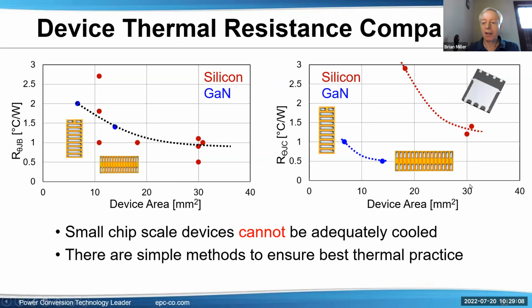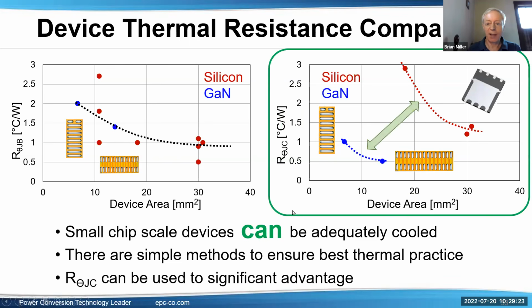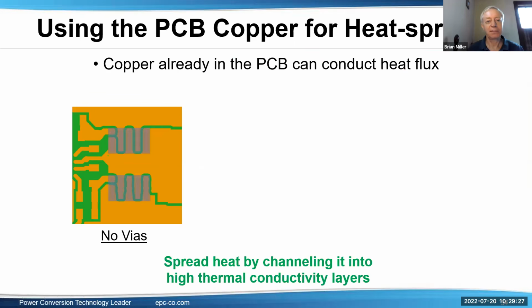Even though silicon MOSFETs are bigger, even though they have things like metal tabs, you still find a much higher thermal resistance. So the conclusion here is that even though they're small chip scale devices, they can be adequately cooled, actually in many cases better. Let's get into this a little bit.